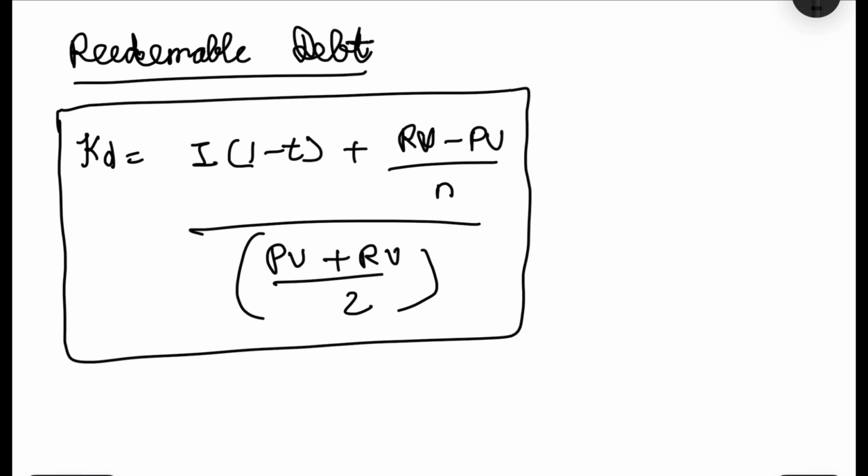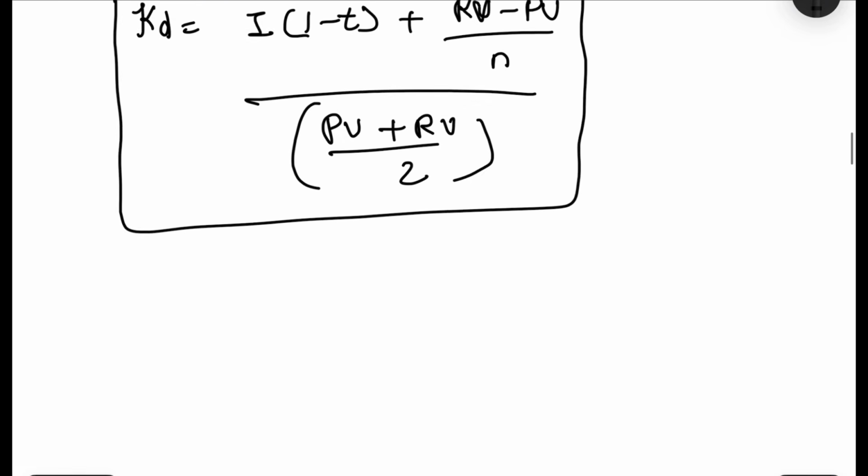Here, PV remains the same as we discussed earlier. We take it as net proceeds, issue price, market price, and face value. And RV, redeemable value, will be given to you in the question as the security is being redeemed at a 5% premium or a 5% discount. So, redeemable price will be given to us in the question.